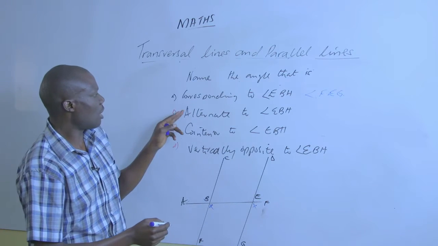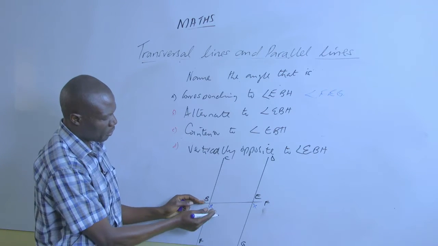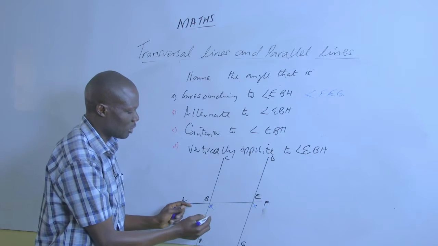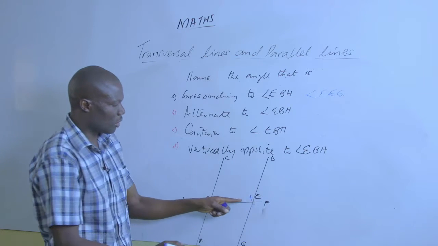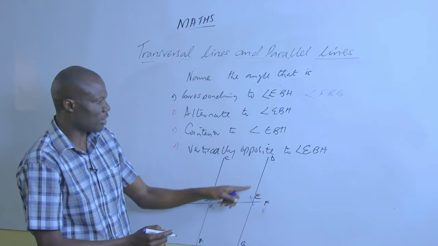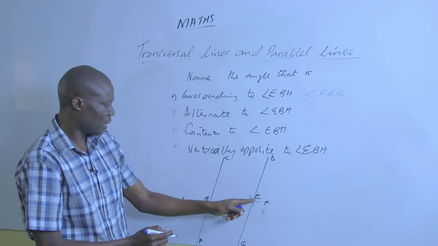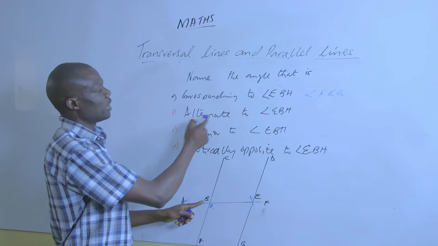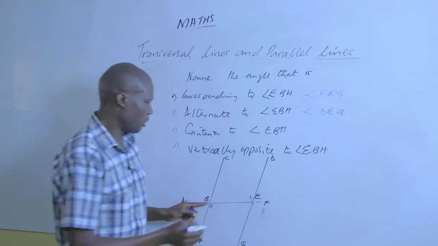Alternate to EBH. It is supposed to be inside the parallel lines on the opposite side of the transversal, which implies that it will be this one here. So this angle is alternate to this. What angle is this? This angle is angle DEB. So we shall say that angle DEB is alternate to this. So the answer here is angle DEB.